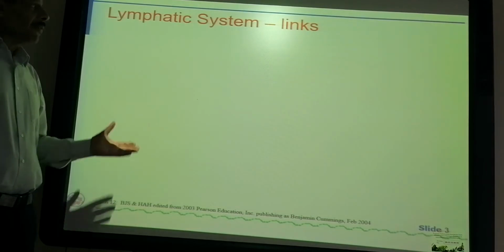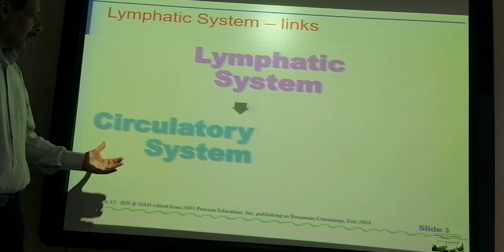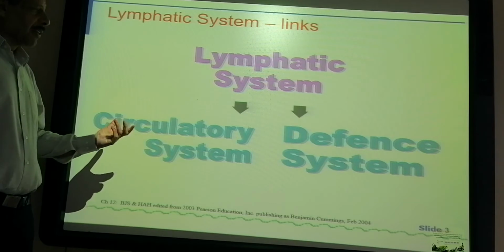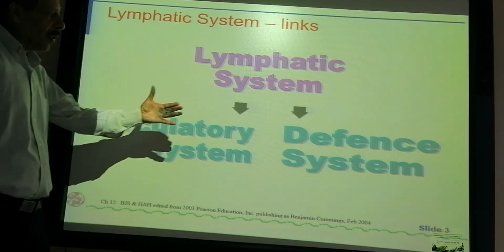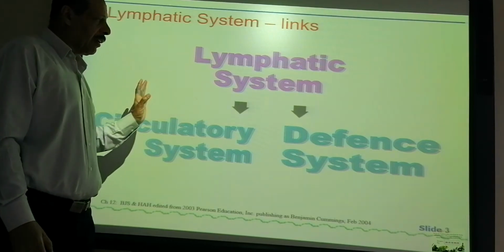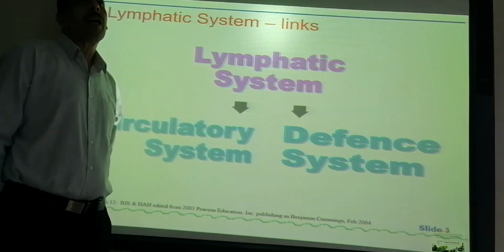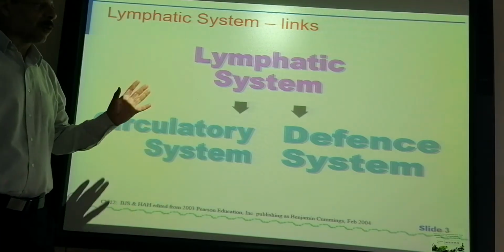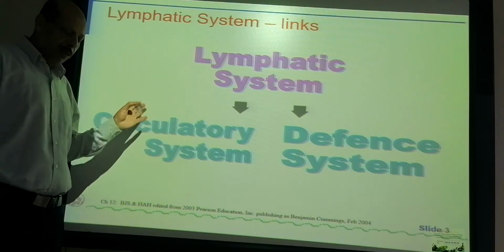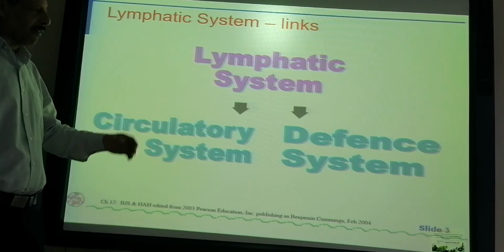So the lymphatic system is linked with the circulatory system, as we said, but it has differences from it, and it is linked with the defense mechanism. So it deals with the body fluid and circulation, and it deals with the defense mechanism, protecting the body from microorganisms or invaders, from cancer cells, parasites, viruses, and other things.